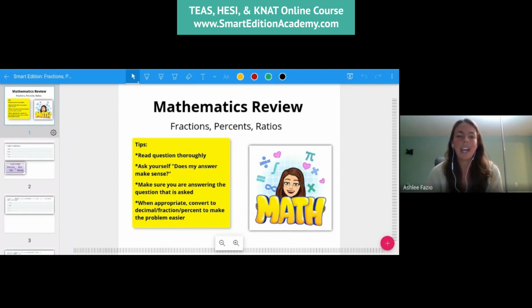And then last tip, specific for this topic, is that when it's appropriate, it might be easier to convert from a decimal or a fraction or a percent. We'll talk about that today, just how to transition smoothly through those three things. It can be really helpful at times if we're dealing with fractions, but all of our answers are in decimals. Let's just turn that fraction into a decimal and work that way. It might make the problem easier. So I'll go through and show you a few examples of that.